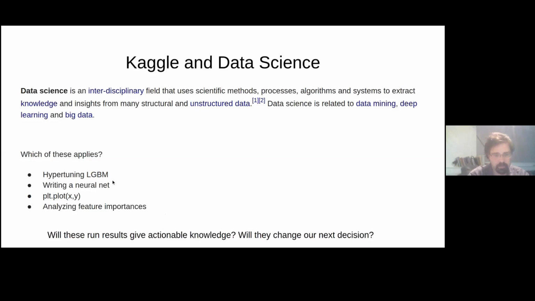So LGBM, if anybody hasn't heard of that, that's kind of the de facto standard for tree models. It's light gradient boosted model. It was put out by Microsoft. So this is very, very common in Kaggle competitions, writing various neural nets, plotting tons of things about data, looking at the importance of various features that you create, and feature engineering. So I think these could all be considered doing data science if you're actually doing experiments that extract some knowledge that you didn't previously have about the data.